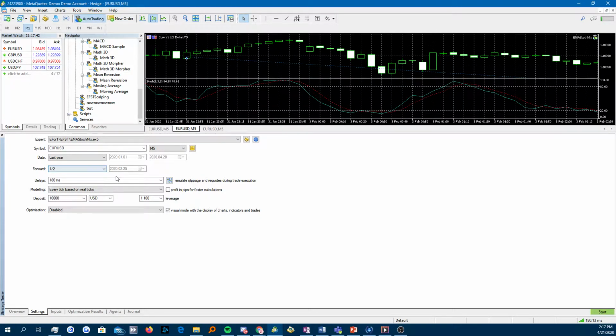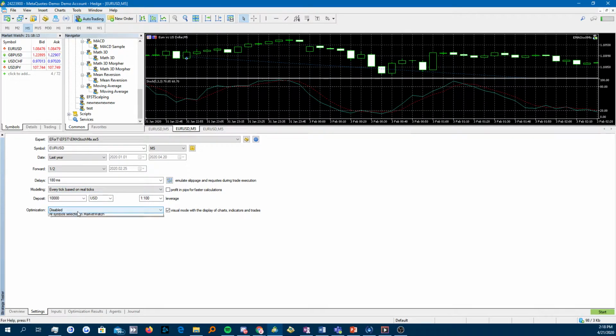Now we have delays, where we include a delay on ticks for each bar that gets populated on the screen, because you are connecting to a server, so there's always going to be some sort of delay. As you can see at the bottom here, we have a 180 ms delay, or 180 ping essentially. For modeling, we're going to do every tick based on real ticks, so we get the most accurate representation of the historical data.